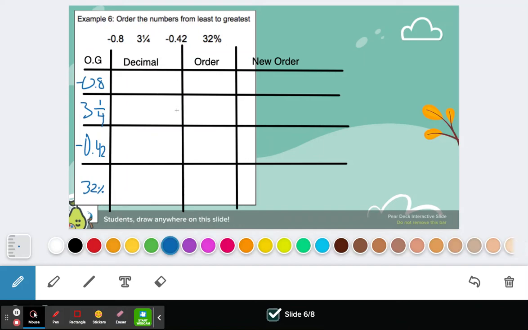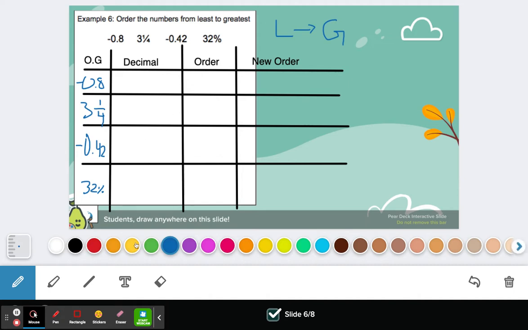All right, so for example 6, it says order the numbers from least to greatest. So again, I'm going to write from L all the way to G. This is a reminder that I'm going from least to greatest. Remember, we need to set up our tables with OG, our original, our decimal equivalent, our order, so what order they go in from least to greatest, and our new order using our original numbers. Here I already wrote down my original numbers for the ones that they gave me.